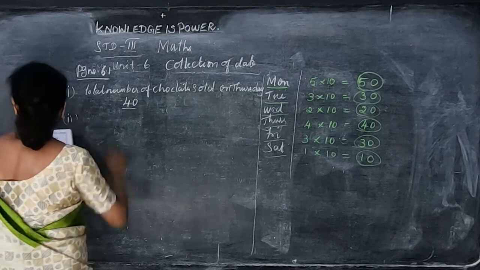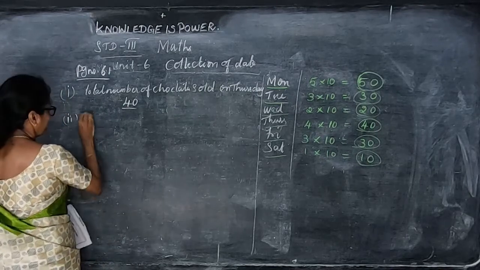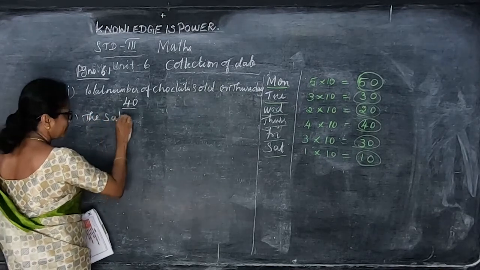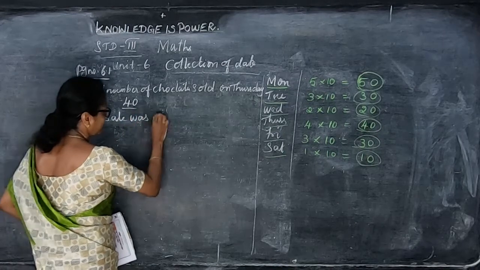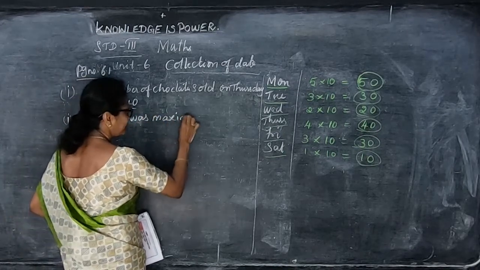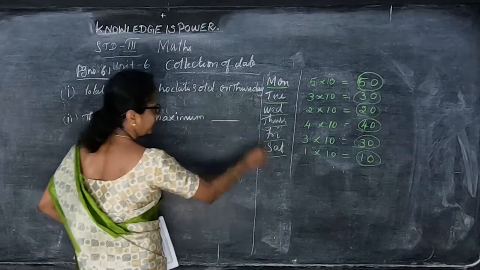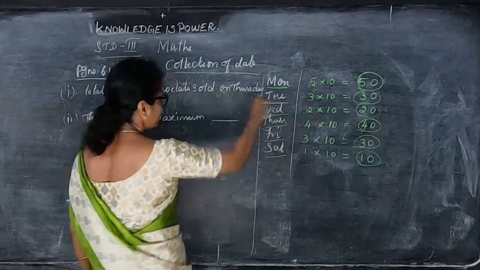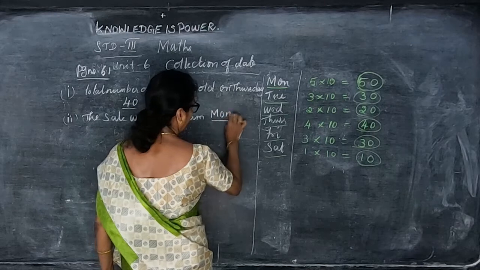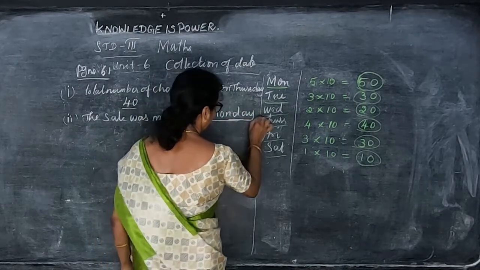Then second one, the sale was maximum. Maximum means more. Which day they sold more? In the day, which day they are selling more? They sold more on Monday. Monday only they sold 50 chocolates.